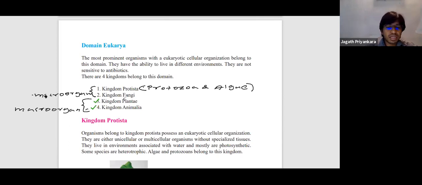Now, under kingdom Fungi and kingdom Protista, there can be macroorganisms also, but microorganisms are mostly under those 2. Other than that, there's one more group, viruses. We are discussing viruses separately because they are classified under a different group. Right. Now let's move back to the theory tube.